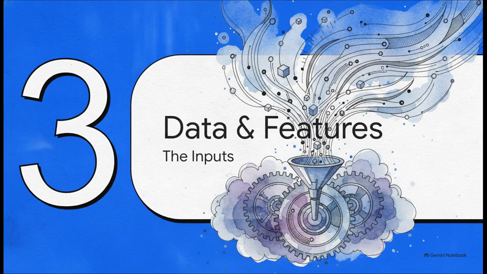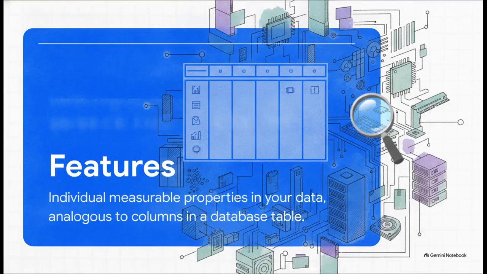And that naturally brings us to Section 3, data and feature engineering, which is all about the inputs. If you hang around data scientists, you are constantly going to hear the word features. Basically, features are individual measurable properties. To map this directly to what we do in IT, just think of features as columns in a database table. So if you're building a model to predict server downtime, your features, your columns, might be things like CPU usage, memory utilization, disk I/O, or error log counts.